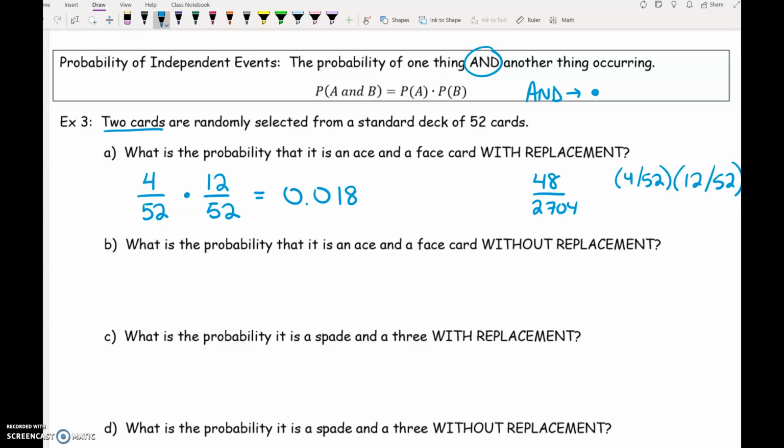The next thing we need to talk about is, what if we don't replace the card? So I've got 52 cards in my hand. We're going to pull one card out. We want it to be an ace. We're going to set that card on the table, and now we're going to pull another card out. We want it to be a face card. So our first card, we have 4 aces in the deck out of 52 cards total.